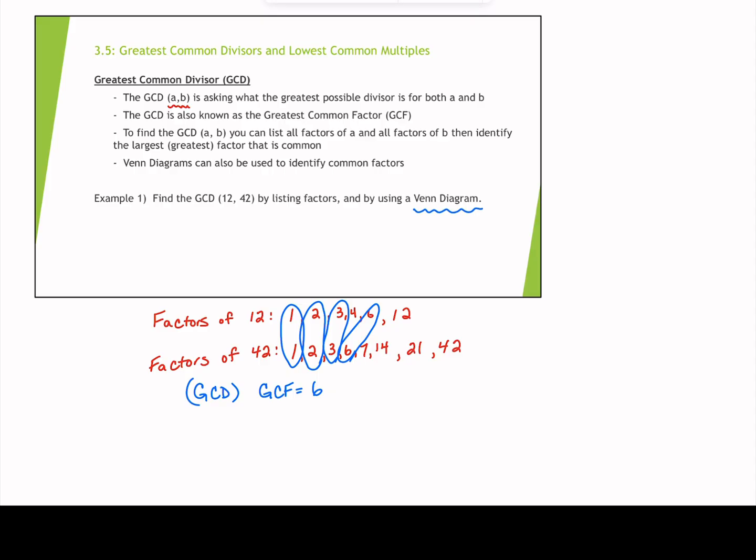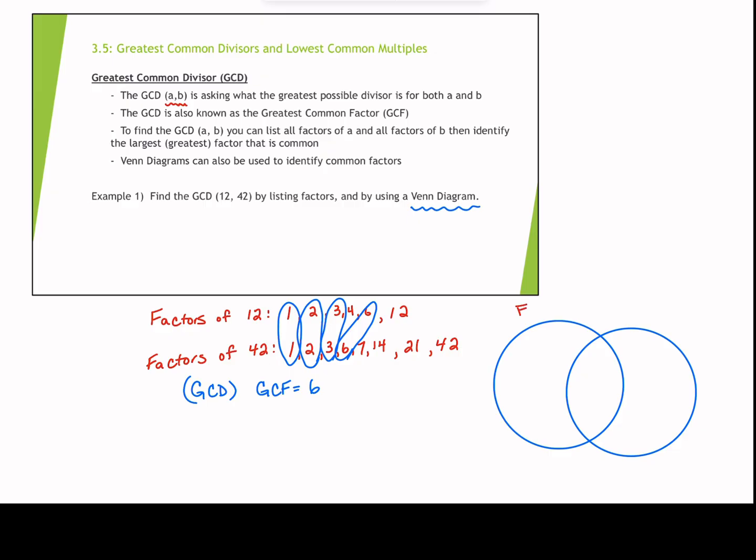So create a Venn diagram where one of those sets represents all factors of 12. Your second set will be introducing all factors of 42, and just be mindful that there's an intersection that happens here. There is overlapping information where factors are common to both lists. So take a moment and create that Venn diagram.